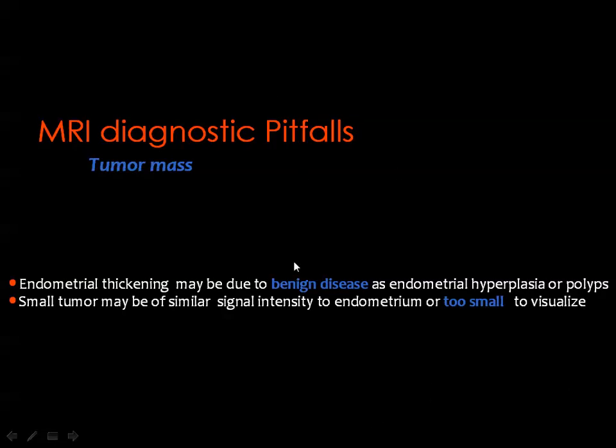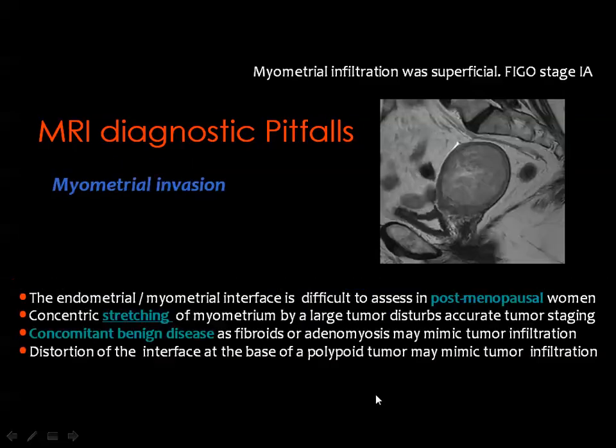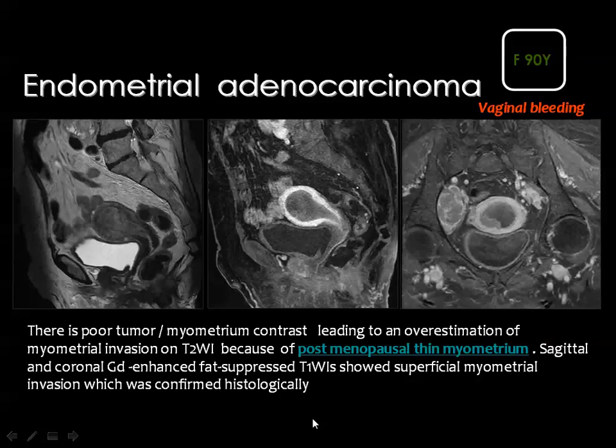Actually, there are some pitfalls in the diagnosis, including thickening of the endometrium for benign disease or hyperplasia. Very small tumor size may also be overlooked, and in the postmenopausal woman, you cannot appreciate very much the degree of myometrial invasion. A stretching of the wall of the uterus may be an obstacle to assess the early stages of the tumor, and concomitant benign disease like fibroid or adenomyosis may be an obstacle also.